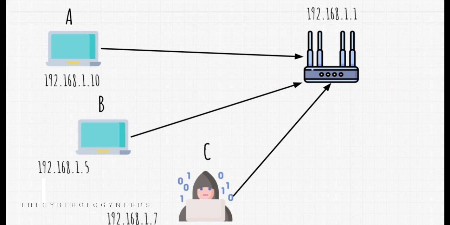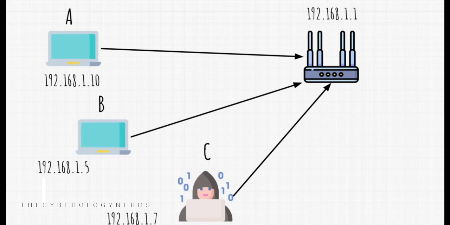So we can say A has 192.168.1.10, B has 192.168.1.5, our Kali Linux machine has 192.168.1.7, and our router has 192.168.1.1. Besides having an IP address, all of these machines also have their MAC address. And these two help them communicate with each other over the network.